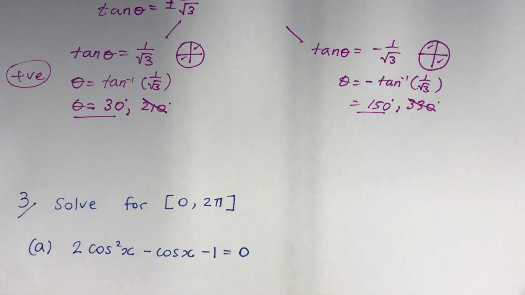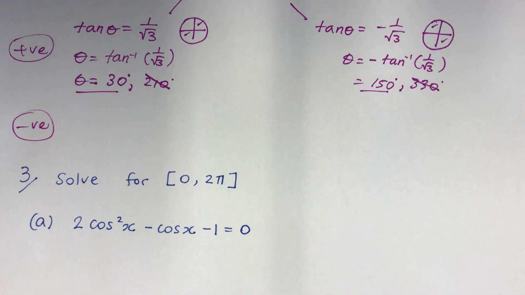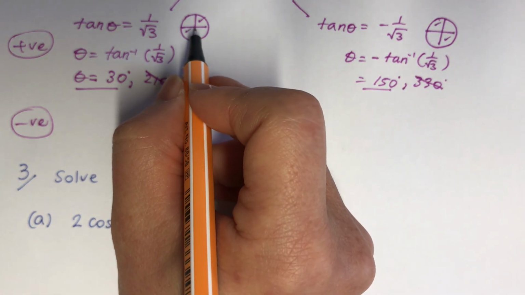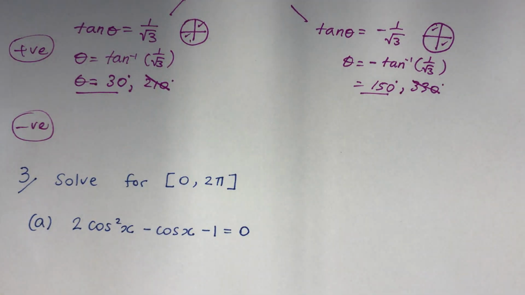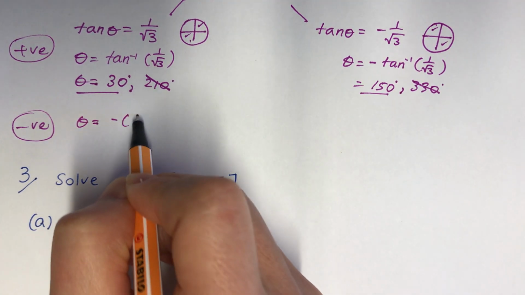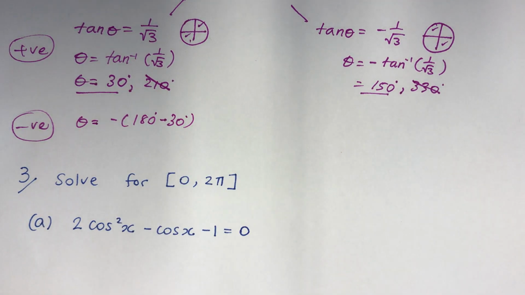So the negative part, we need to think about exactly the same, but it's the negative part we have to think about. So what is it on the third quadrant of the negative part? It's minus 30, isn't it?